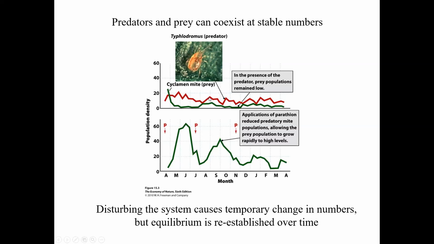If you take away the predator, what happens to the prey? Whoa, it explodes. And the only way we're controlling this is by applying pesticides here, where the P is. So every time we get a peak, this fruit grower sprays pesticides and knocks the population way down.